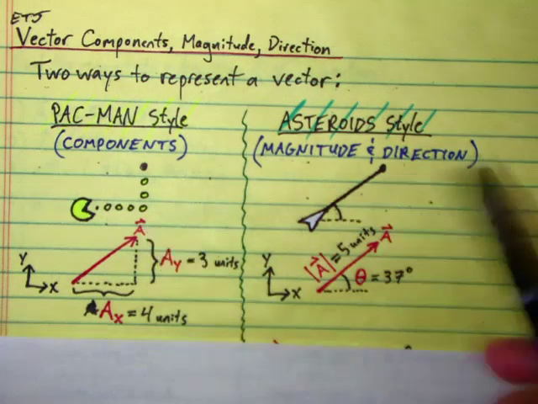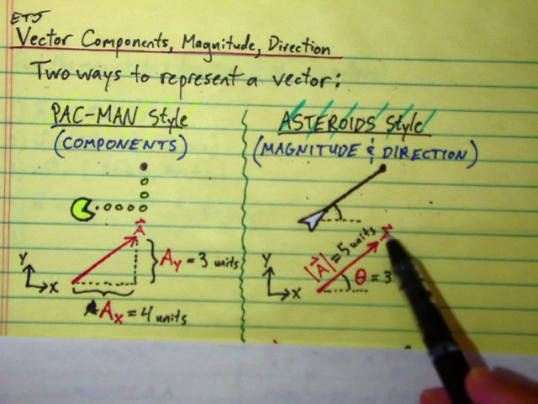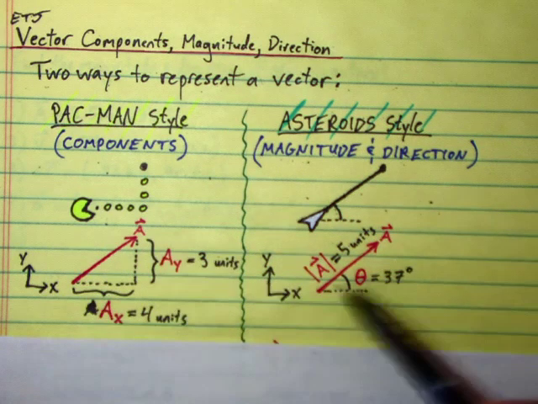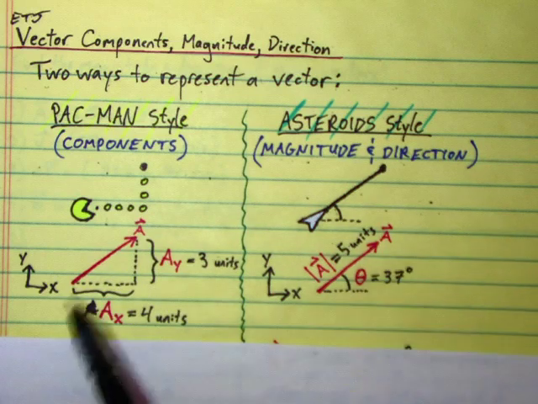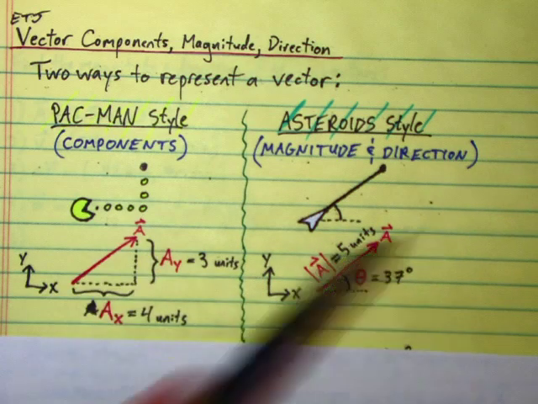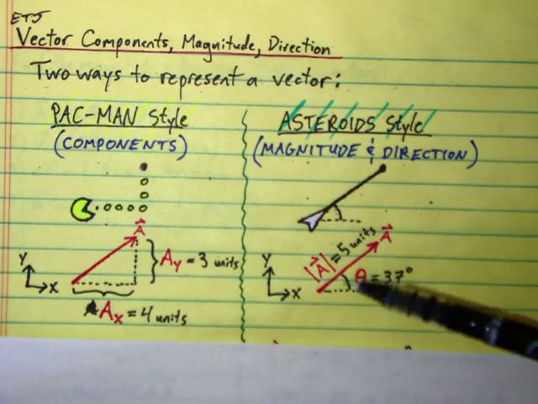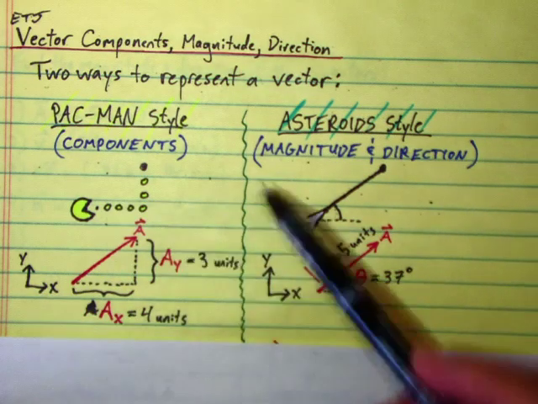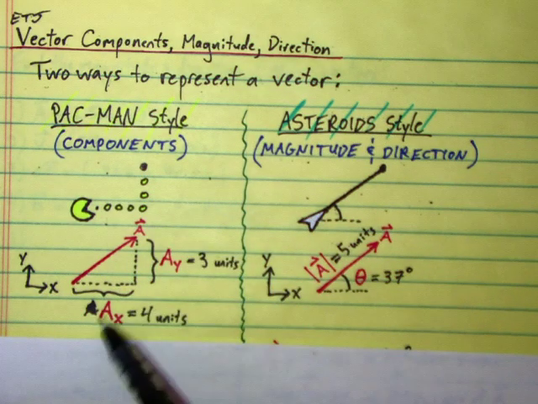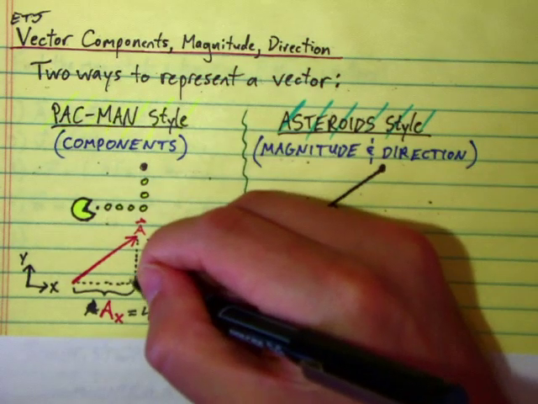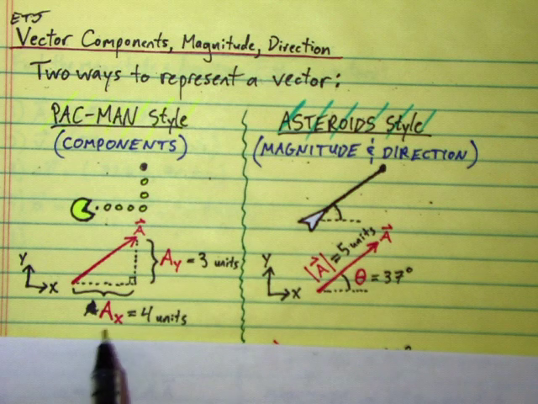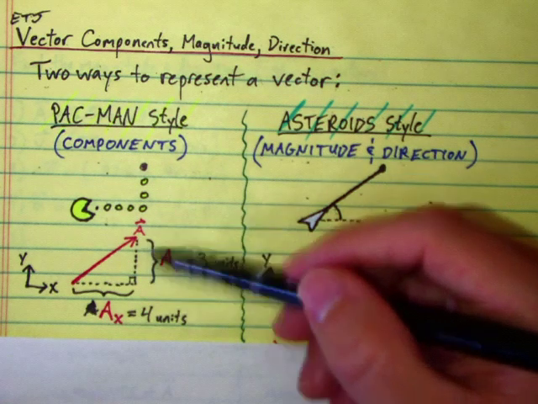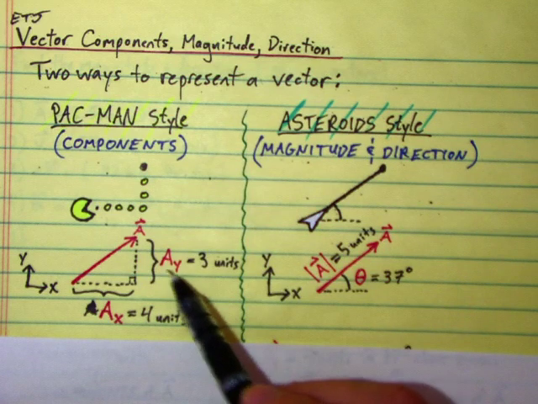So here is the same vector. We'll call it A. There's our little harpoon over the A indicating that it is a vector. We can tell that it's the same vector because it has the same length and it's pointed in the same direction, pointing that way, pointing that way. So it's the same vector, but we're going to represent it 2 different ways. Here, Pac-Man style, we're going to represent it with its components. The leg of this right triangle parallel to the x-axis represents the x component of the vector. We call it a sub x. And the leg parallel to the y-axis, we call it the y component of the vector, a sub y.